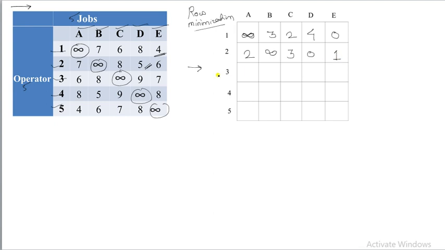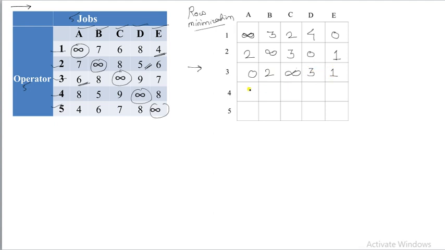In the third row, the smallest element is 6. This infinity will be as it is. The smallest element is 6, 6 minus 6 is 0, 8 minus 6 is 2, 9 minus 6 is 3, and 7 minus 6 is 1.